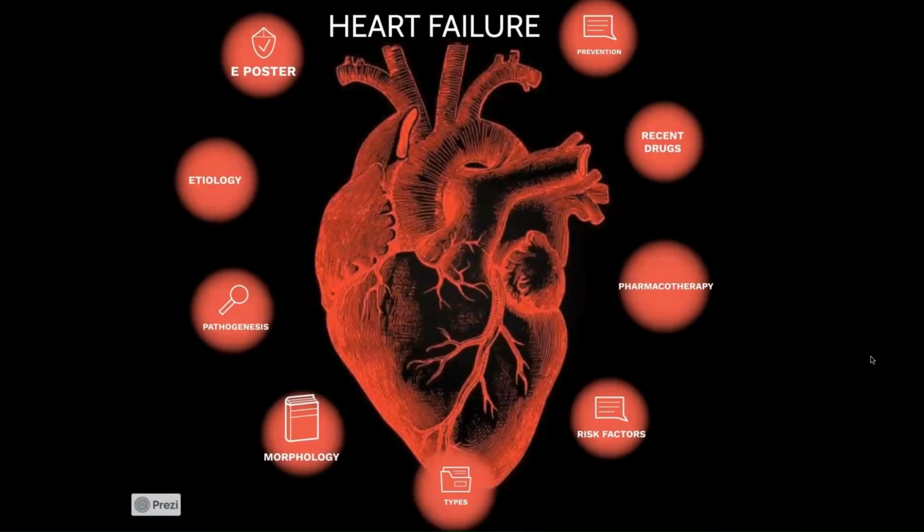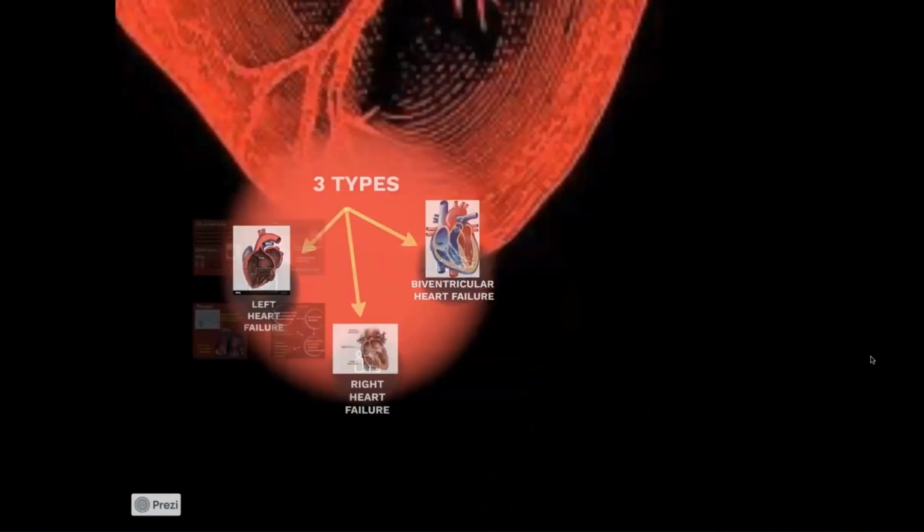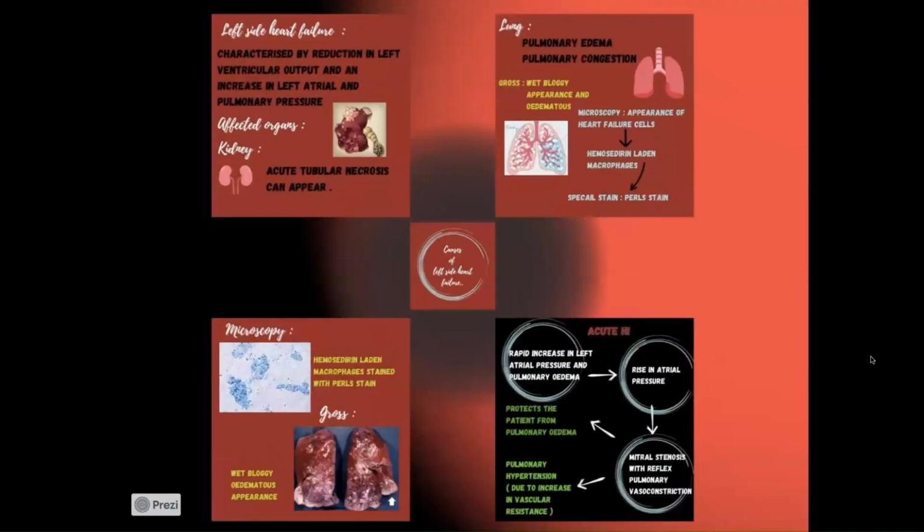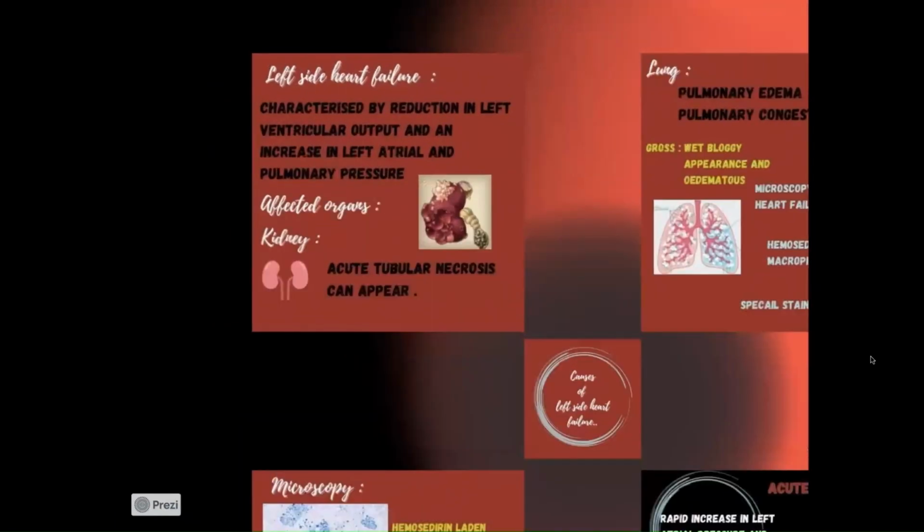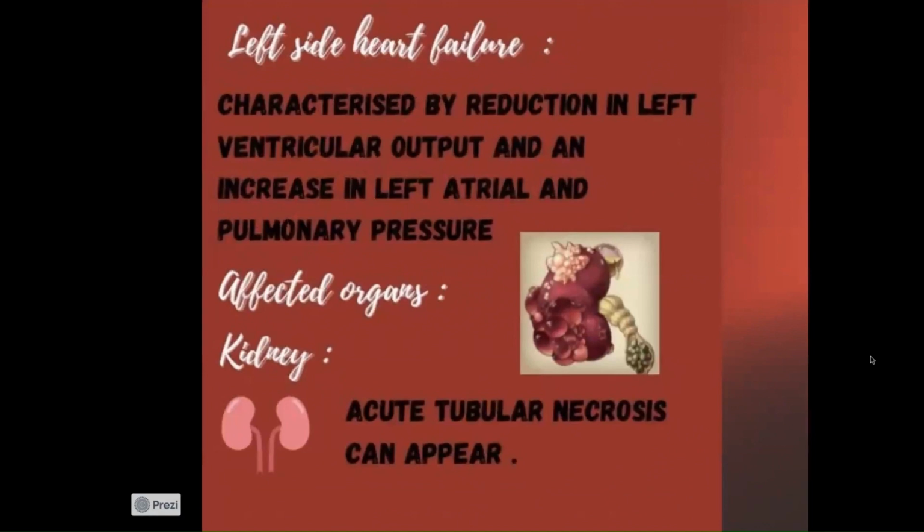Now let's see the different types of heart failure. There are three types: left, right, and biventricular heart failure. Left-sided heart failure is characterized by a reduction in left ventricular output and an increase in left atrial and pulmonary pressure. The organs affected are kidney and lungs.